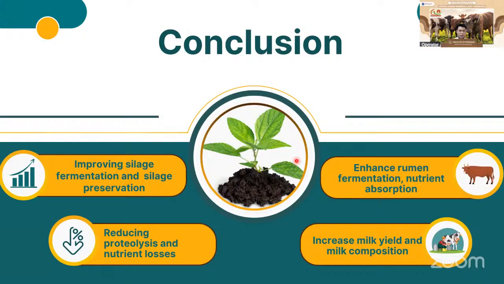When looking at plant bioactive compound supplements, they can reduce proteolysis, which can provide more protein or amino acids to supply the animal. It can reduce nutrient loss. When fed to animals, beef, dairy cows, or goats, it can enhance rumen fermentation and nutrient absorption. Finally, animal products like milk yield and milk composition can be increased when feeding silage with plant bioactive compound addition.